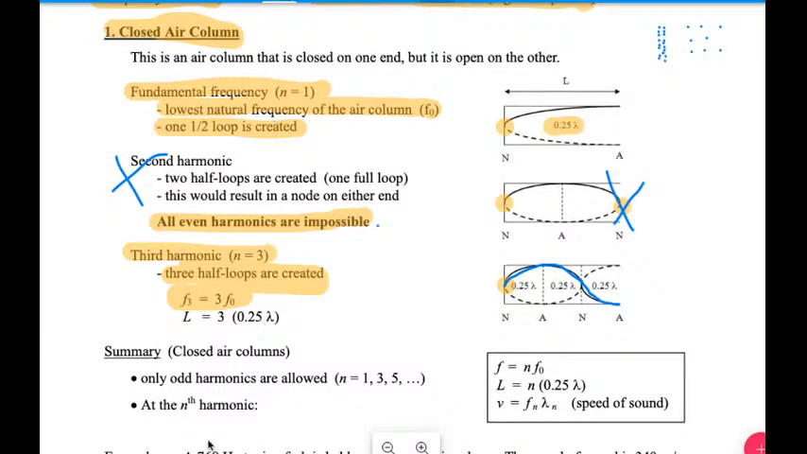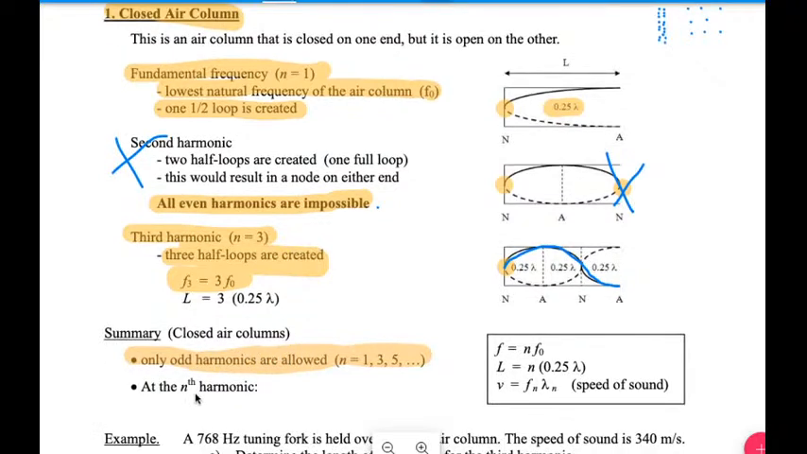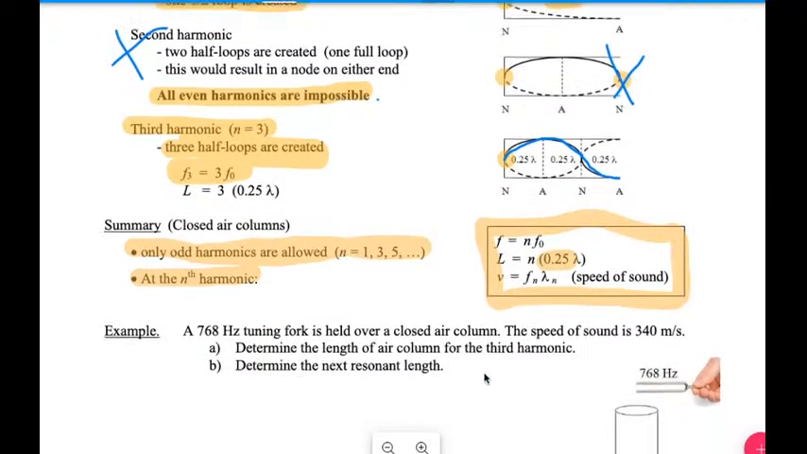So in summary, in a closed air column, we can only have odd harmonics: 1, 3, 5, 7, and so forth. And for the nth harmonic, assuming it's odd, we can use this set of formulas, very similar to our strings, but this is our difference, right? We're working with quarter wavelengths because we're working with half loops rather than full loops like we did with strings.